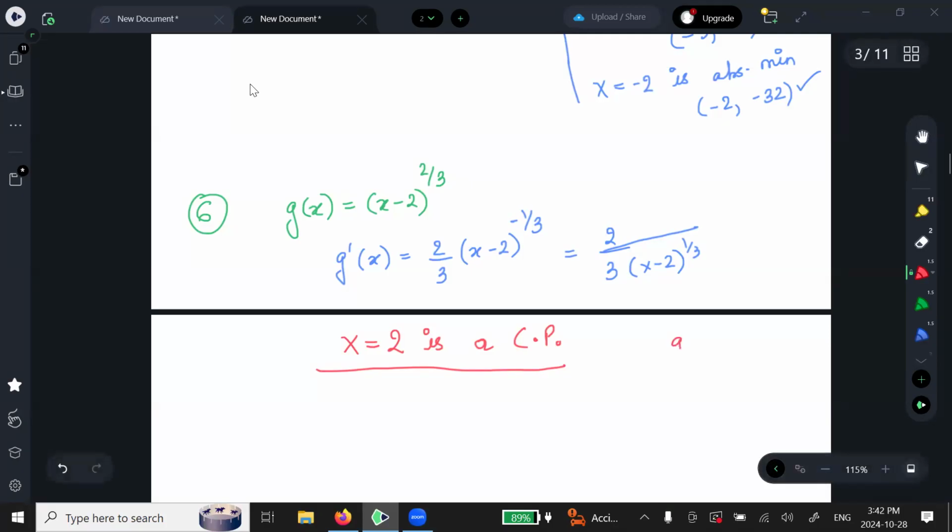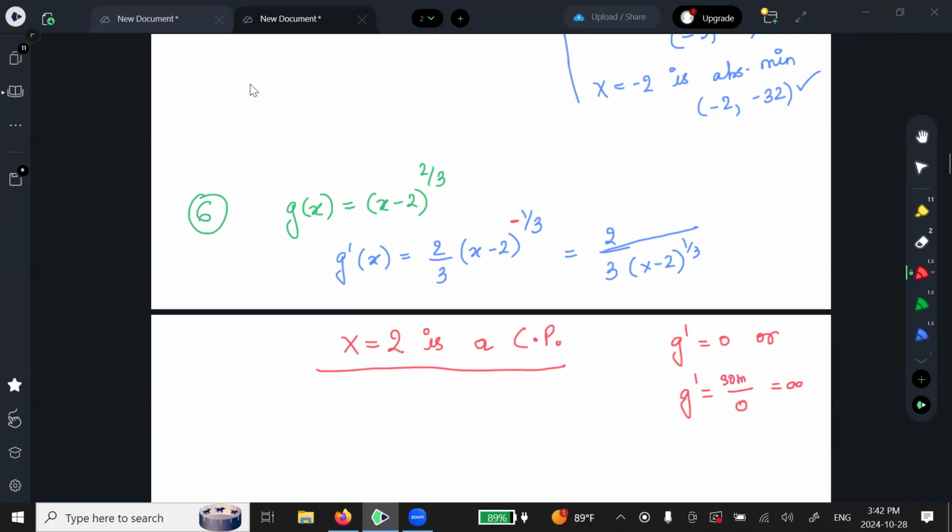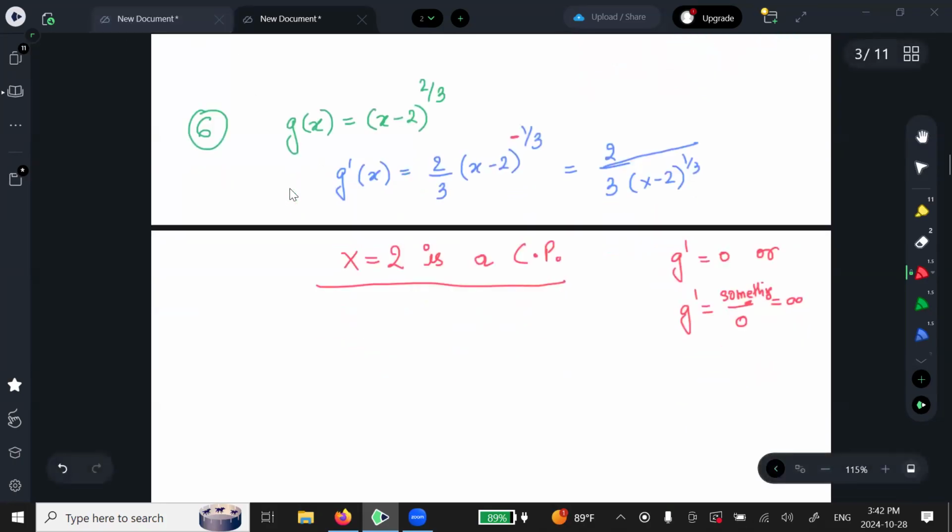So either your g prime is 0 or your g prime is something over 0. Those values of x give you a critical point. Why did you move the x minus 2 to the bottom? Because it's a negative power, right? It would be some non-zero number. Right? So I just wanted to talk about this function because you might make a mistake in exam.